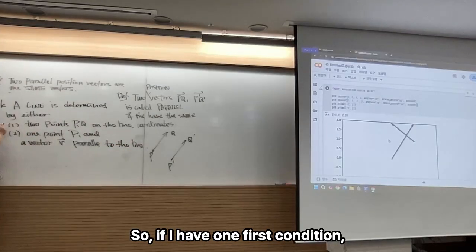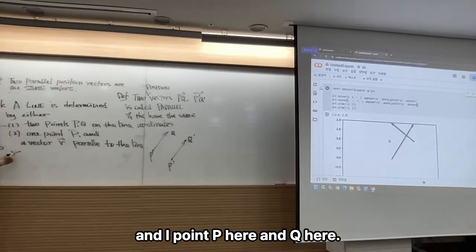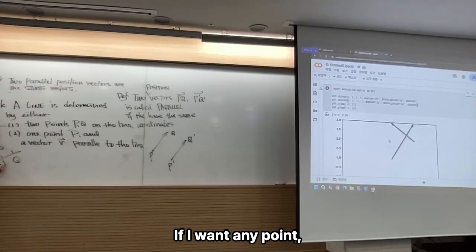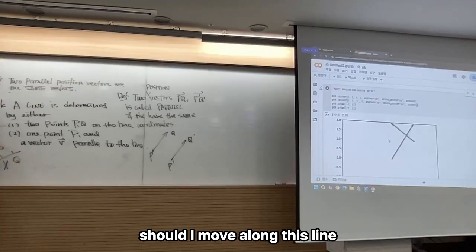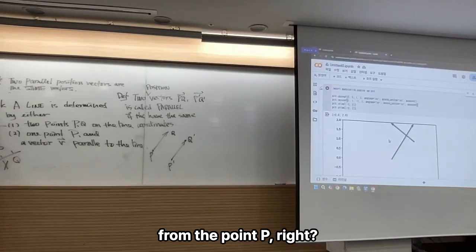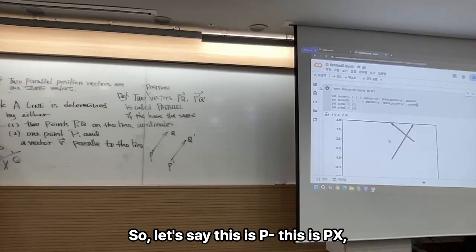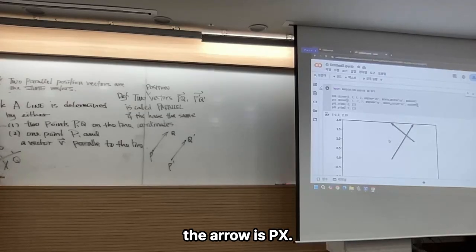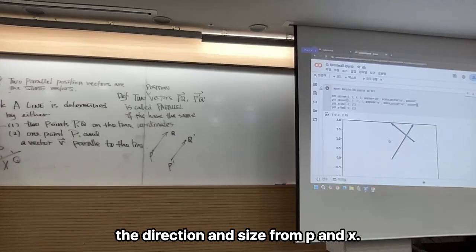So if I have the first condition, the line is here and I have point P here and Q here. If I want any point on this line, then I need to know how far I should move along this line from the point P, right? So I just need this vector, this arrow. Let's say this is PX, the arrow is PX.